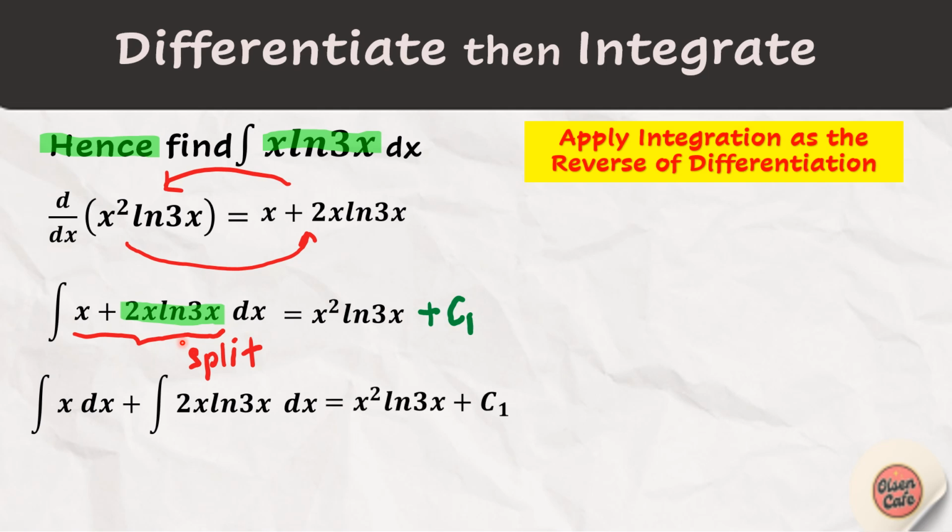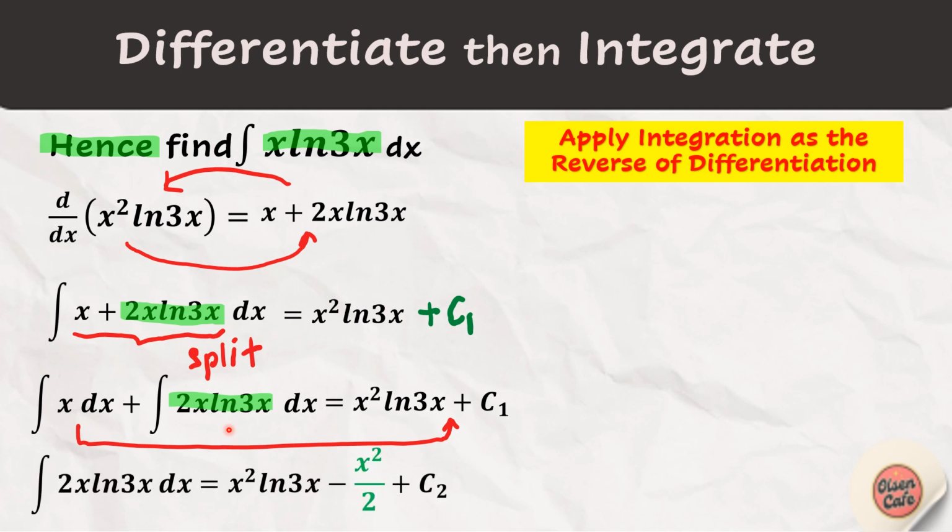Because the goal that I want is to have 2x ln 3x as the subject, what I want now is to move the integral of x to the right hand side. To do this, I will integrate x, which gives us half x squared. So I'm able to get this new expression.